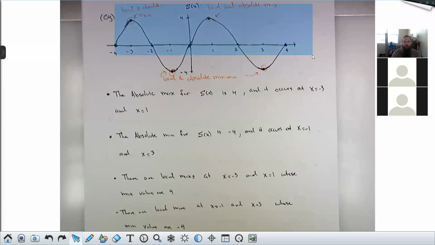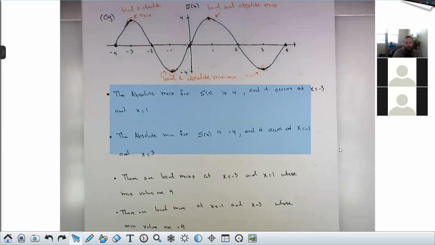So we're comfy with local maxes, local mins, absolute mins, finding them on the graph, labeling them, the difference between the x and the y value. Right, the x value is always the location. The y value is the min or max value itself.